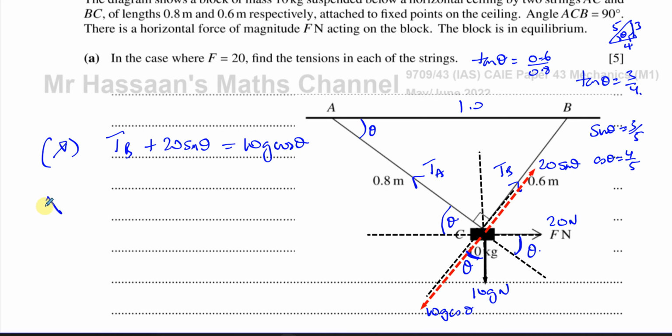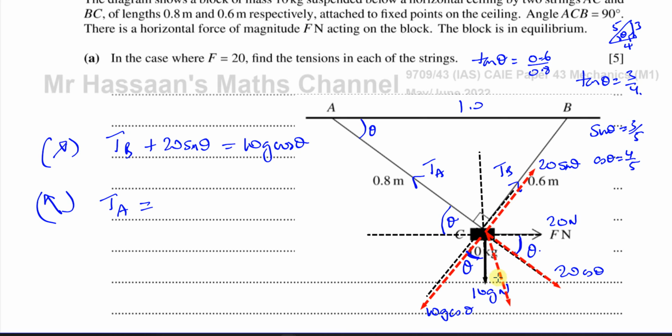Now we're going to resolve in the direction of TA. In the direction of TA, you have TA. Both of these forces are going to act in the opposite direction, so you're going to have equals. Again, we're going to resolve this force in this direction this time. We're going into the angle, so we're going to use cosine. So this is F cosine theta, and F, as we know, is 20, so that's 20 cosine theta.